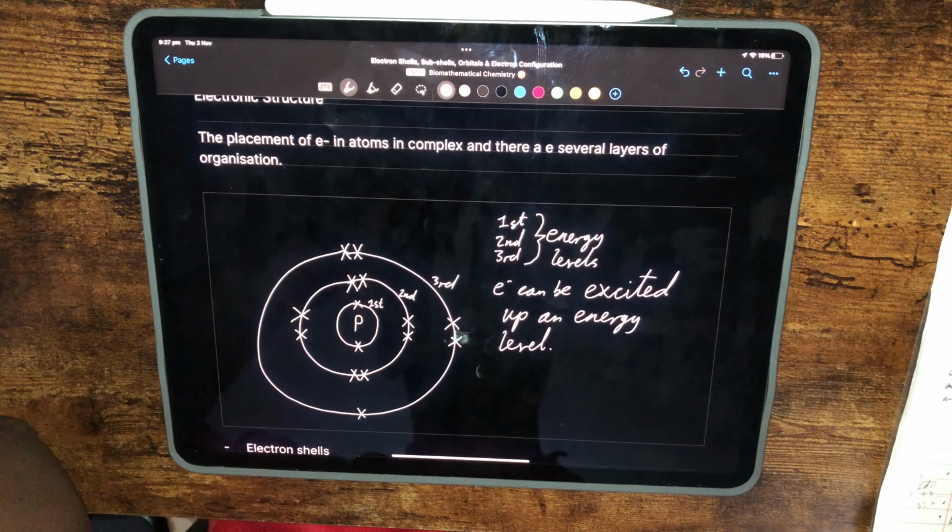Subshells. For atoms with more than one electron, shells are split into subshells that have slightly different energies. The difference in energy between the subshells is much less than the difference in energy between shells. So you have little subshells within the shell, and the energy difference between subshells is much less than the difference between whole shells. And that's what I'm getting at here.